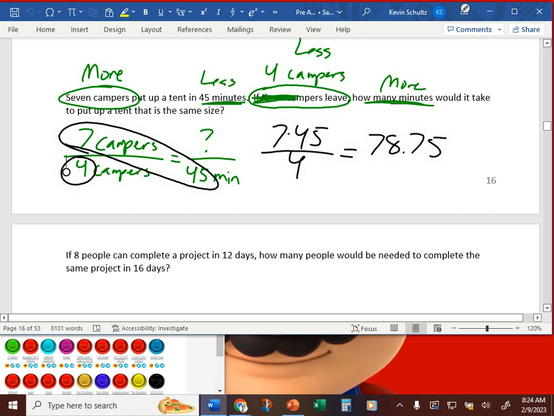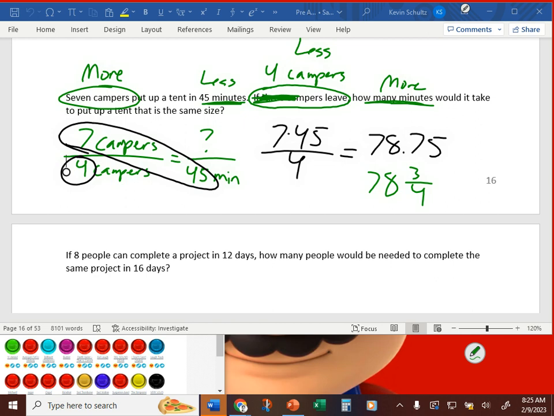Okay, so this 0.75. What is 0.75 as a fraction? 75 over 100. And what is 75 over 100 simplified? 3/4. Okay, so this is the same as 78 3/4 of a minute. Anthony, what is 3/4 of a minute? 75%.